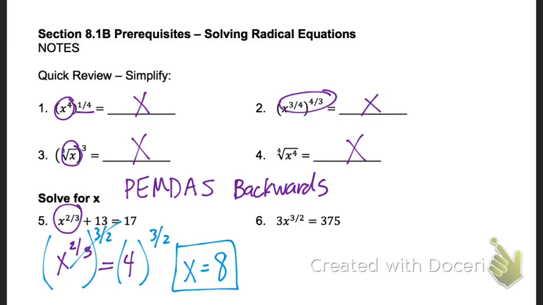All right, number 6, PEMDAS backwards, right? So I'm going to do what first? Divide by 3. So x to the 3/2 is equal to what? 120. PEMDAS backwards. So I want to get x by itself. How am I going to get rid of that? Not times 2/3, but to the 2/3 power. Yes, thank you. We got to be correct in what we say.